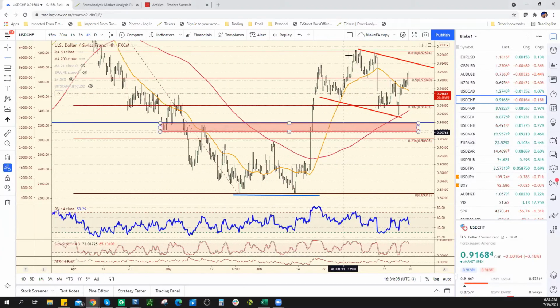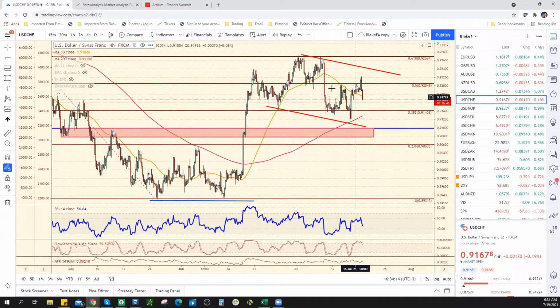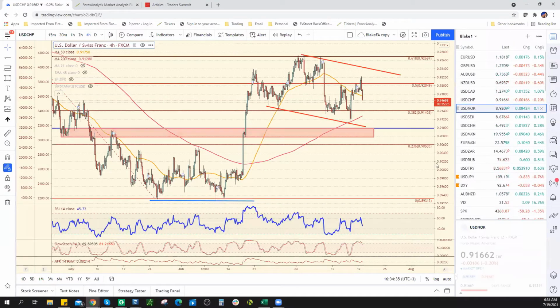Swissy, stuck in this like descending channel. Don't get too excited about this. I'm not. And with yield so heavy, it's just not following the rest of the dollar pairs right now. So we should find resistance at 92.40, support at 91. And you guys know I'm so unexcited about this one right now. So I'm going to keep that in a range. Dollar yen trading. Well, I'll get to dollar yen here.